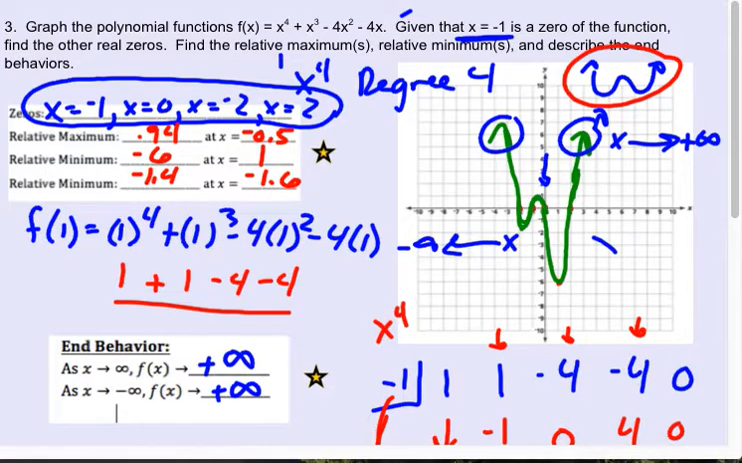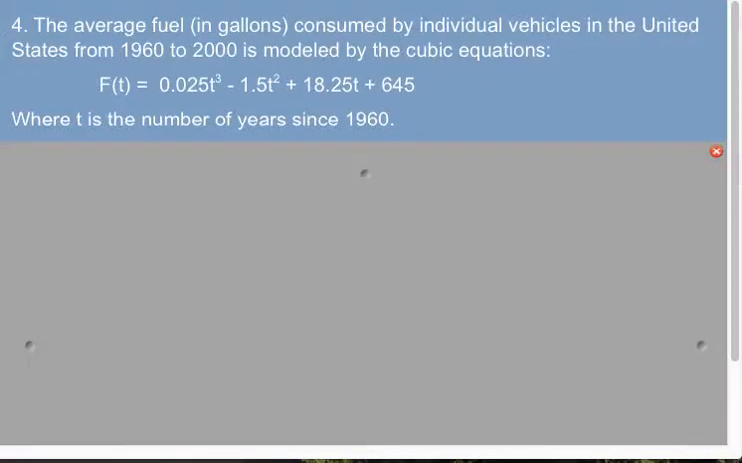So we analyzed this graph. We found our maximum, minimums, found our zeros by using synthetic division. If you can do this, you should do pretty well on the quiz. We have one problem left here.